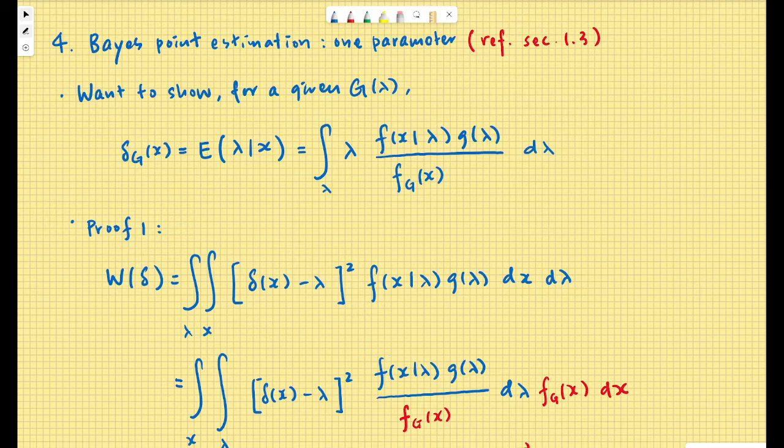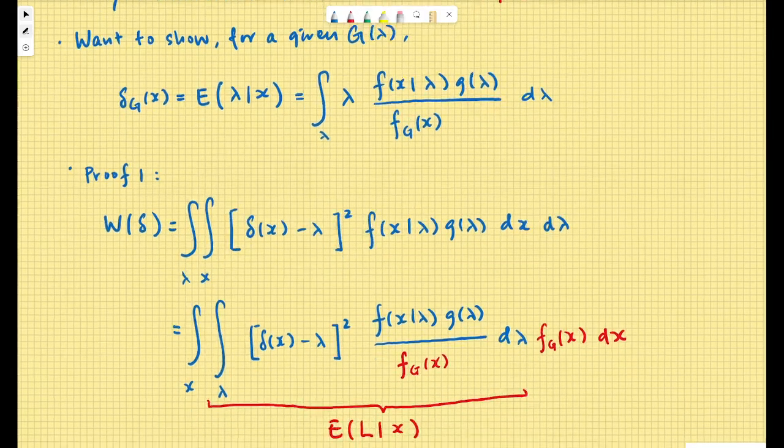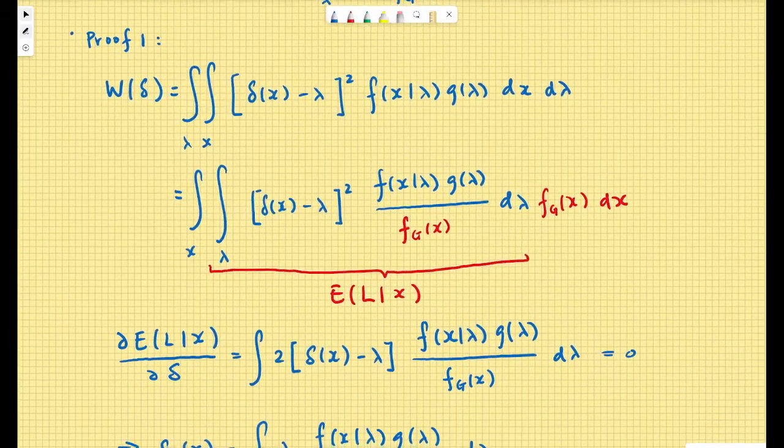Okay. And in this video, I just want to show one thing, very simple. I want to show that the decision delta is in fact equal to the expected value of lambda conditional on x. Okay. And so it is the regression of lambda on x. And in this video, I will show two proofs. One proof uses simple calculus and another one uses some algebraic manipulation. Okay, let me talk about the first proof.